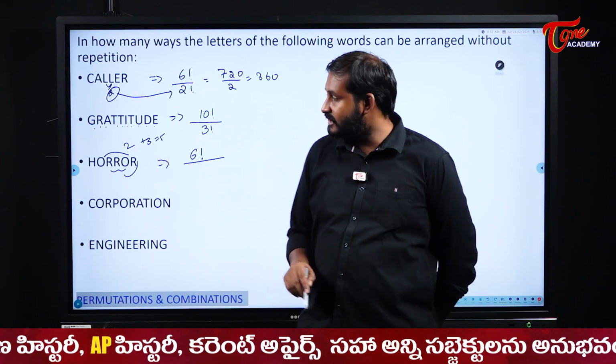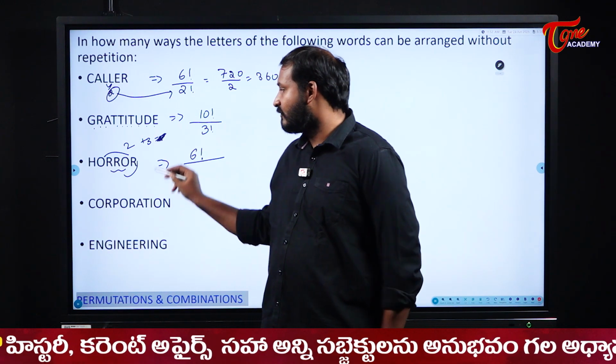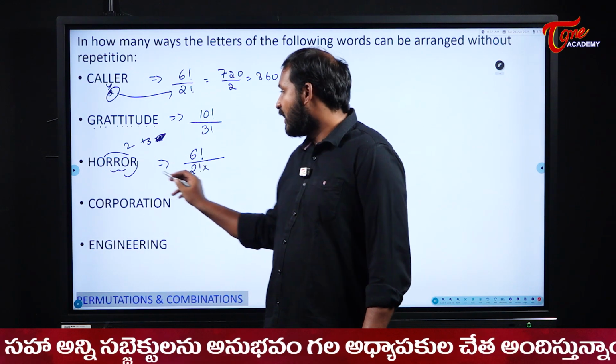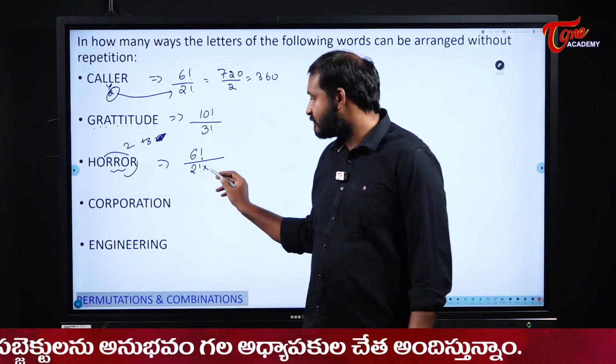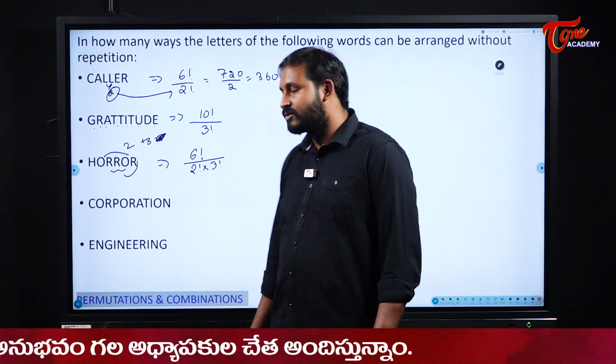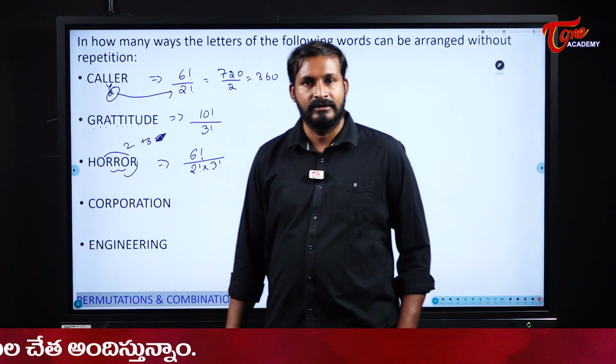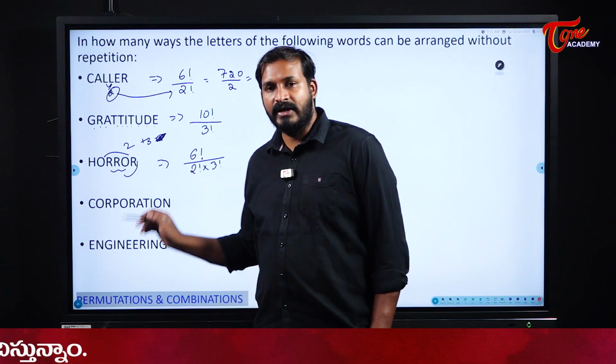No, not like that students. You should write them individually only. O was repeated 2 times, so write it as 2 factorial into, and R was repeated how many times? 3 times, so we will write it as 3 factorial. So 6 factorial by 2 factorial into 3 factorial. Okay, understood? So this is how we are going to solve that one.